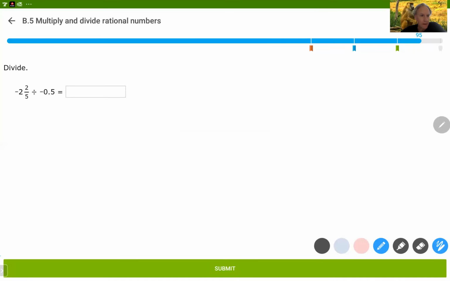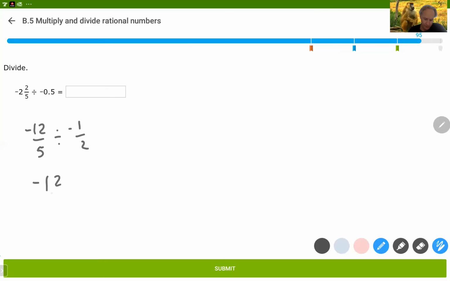And we've got a mixed up one here. I'm going to use fractions. This is going to be negative 12 over 5. All I did is multiply the 2 times 5 is 10 plus 2 more. And it's being divided by negative 1/2. I'm going to do this in 2 steps. I probably could have gotten away with 1, but I'm going to go ahead and do it in 2.